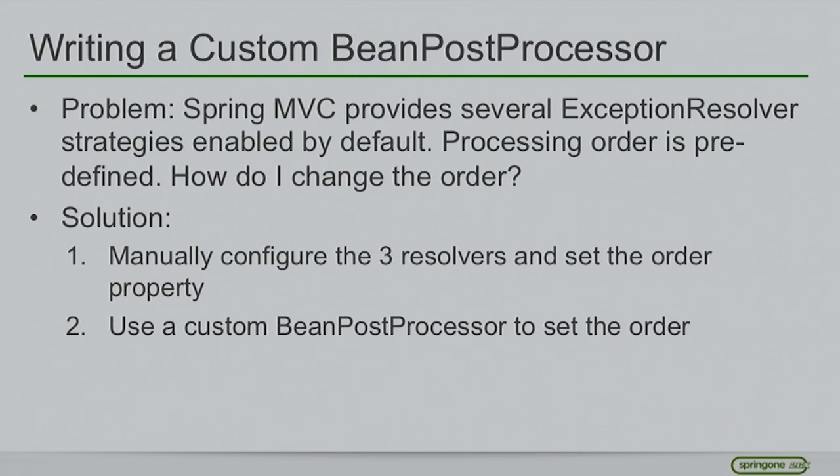All right, so here's the problem that we're going to state. Spring MVC provides a number of exception resolver strategies out of the box with the MVC annotation-driven tag. The processing is pre-ordered. In other words, it's going to access those in a certain order, and the question is, how do I change that? Well, there's two ways I can do it. One is I can manually configure all three of the exception resolvers, which implement the Ordered interface, and I could manually set the order property. But that seems kind of like a heavyweight solution.